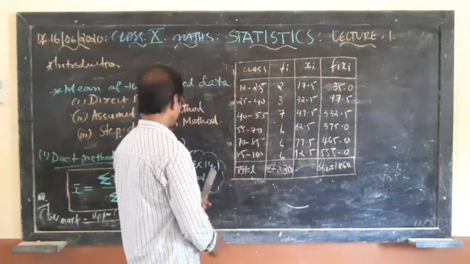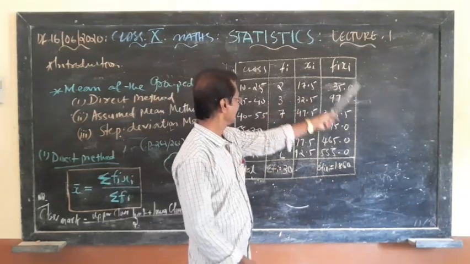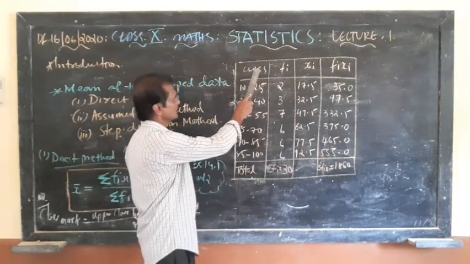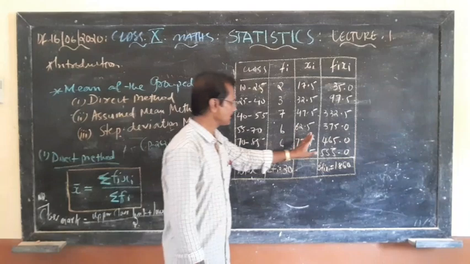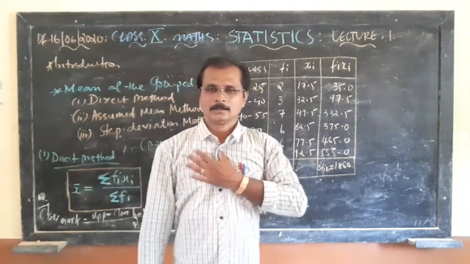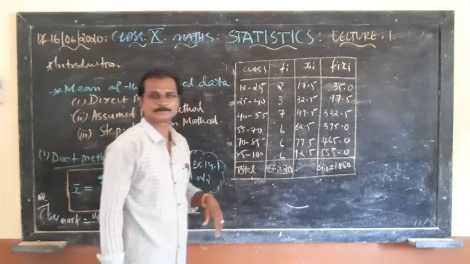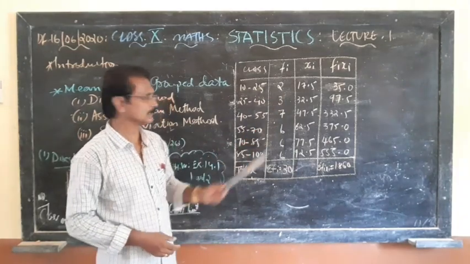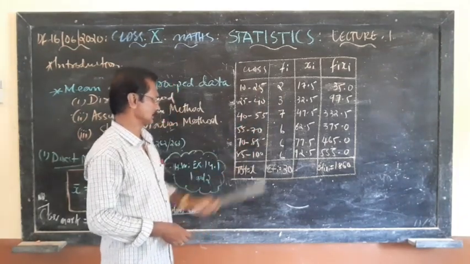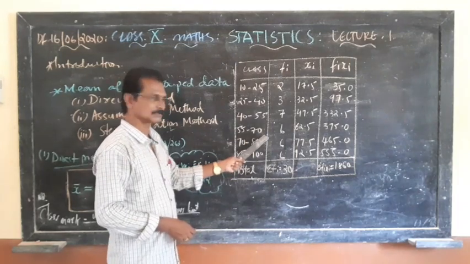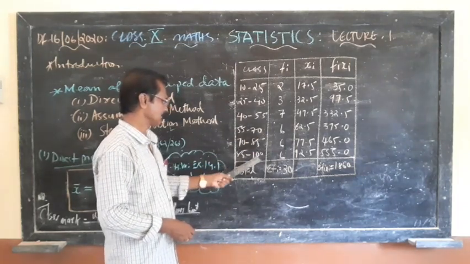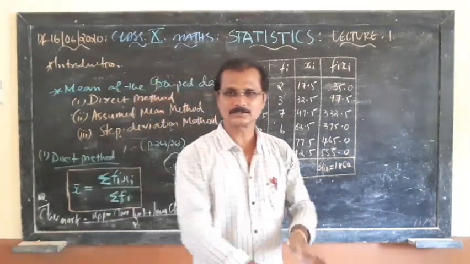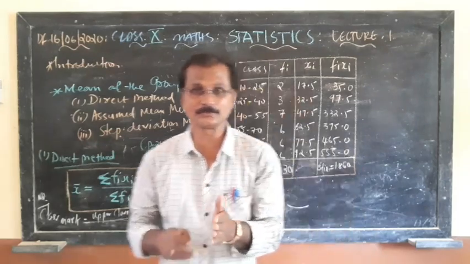Now what we need to do is make a tabular column like this. First column, class. This is the most important answer part. You can copy the same thing: 10 to 25, 25 to 40, 40 to 55, 55 to 70, 70 to 85, 85 to 100. For class 10 to 25, what is the limit? 10 to 25, the class length is 15.